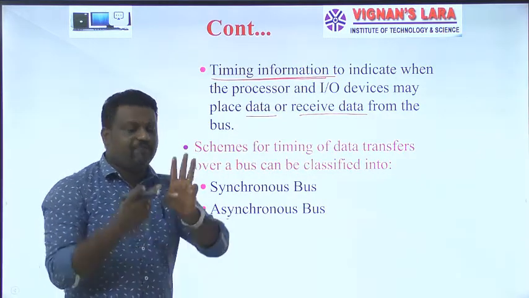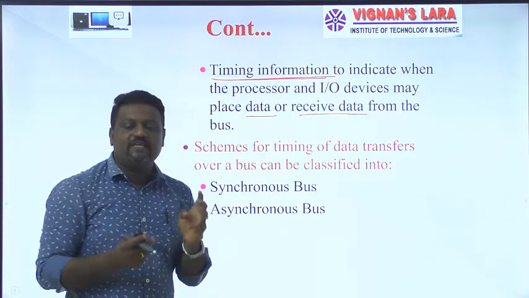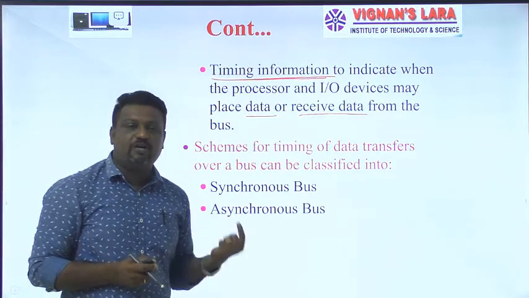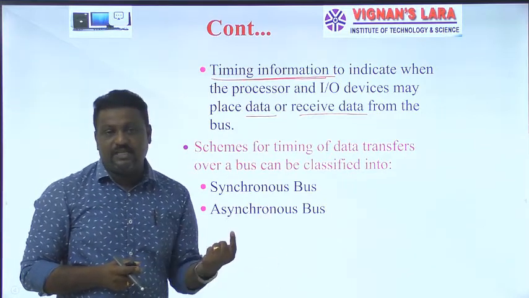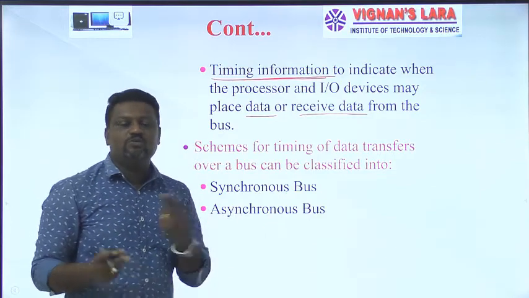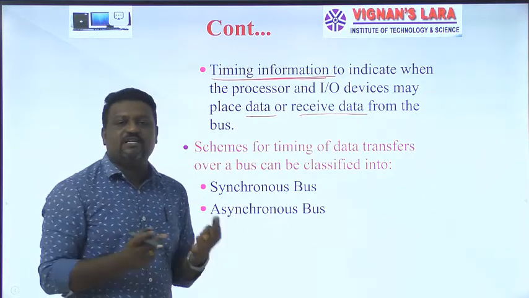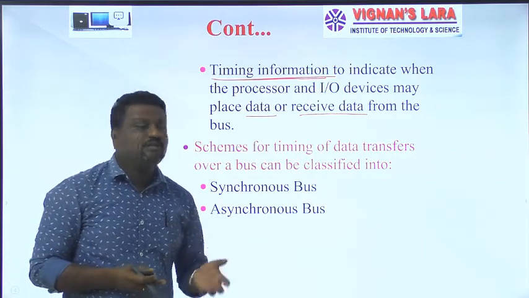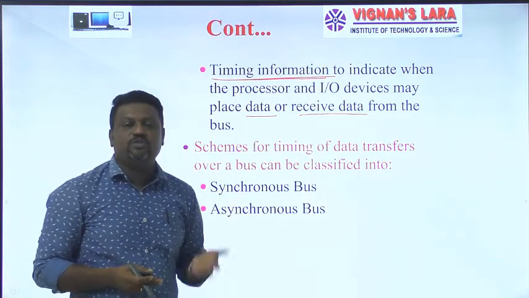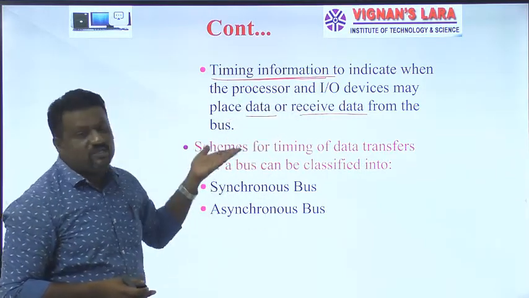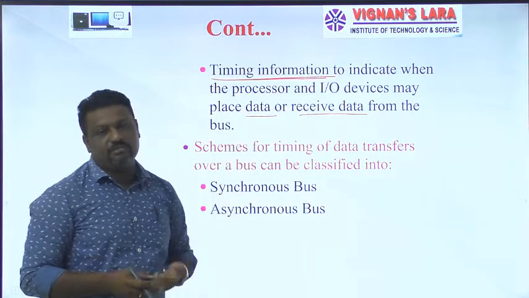So there are three different types of information that can be carried by your control bus. The first is the operation, which is either read or write. The second is the data size, which is either byte, word or long word. And the third is timing information, to indicate when the processor and I/O devices may place data on or receive data from the bus.